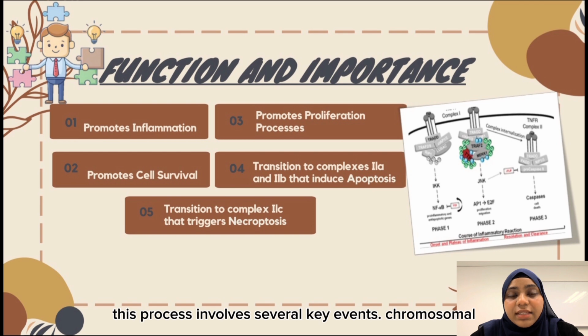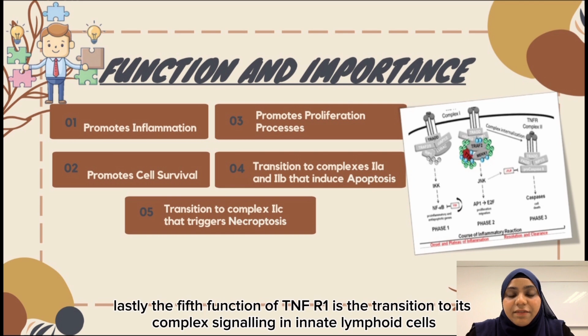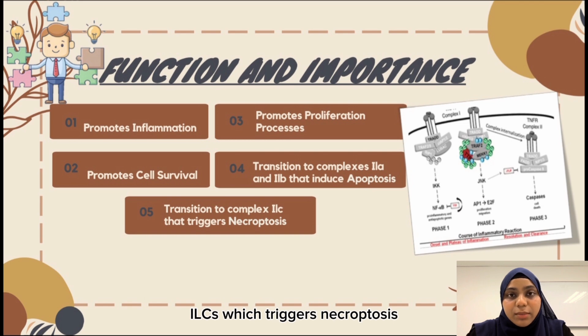This process involves several key events. Chromosomal DNA fragmentation occurs, cytoskeleton proteins degrade, and membrane blebbing forms on the cell surface. As a result, the cell undergoes shrinkage and detaches from the neighboring cells. Lastly, the fifth function of TNFR1 is the transition to complex signaling in innate lymphoid cells (ILCs), which triggers necroptosis.